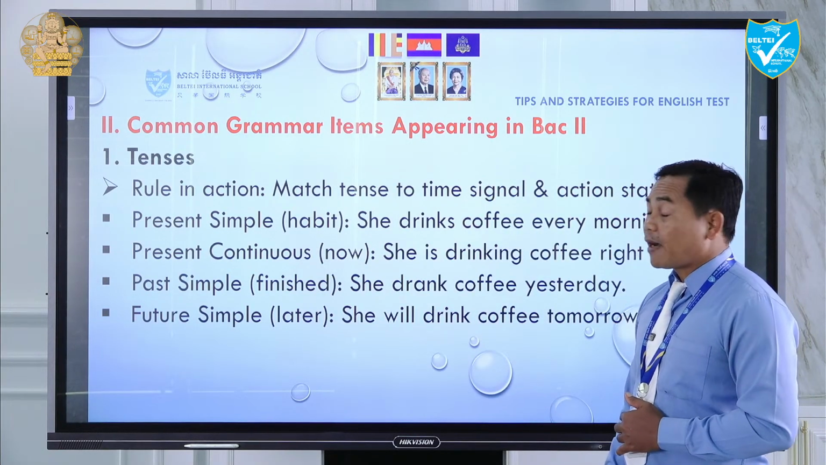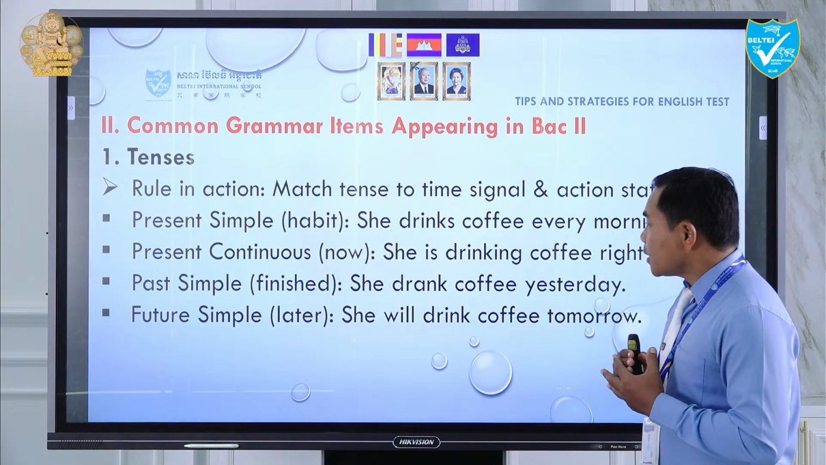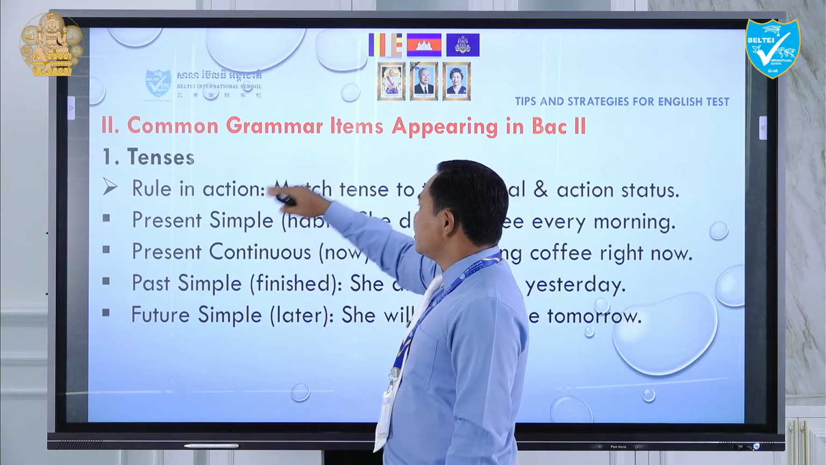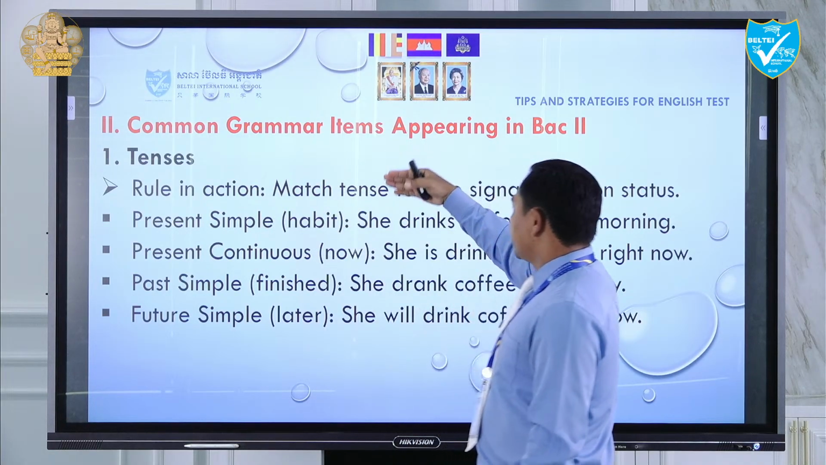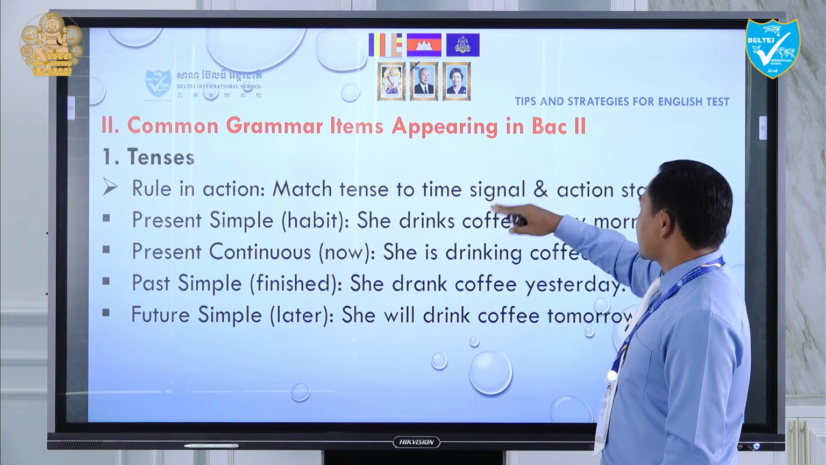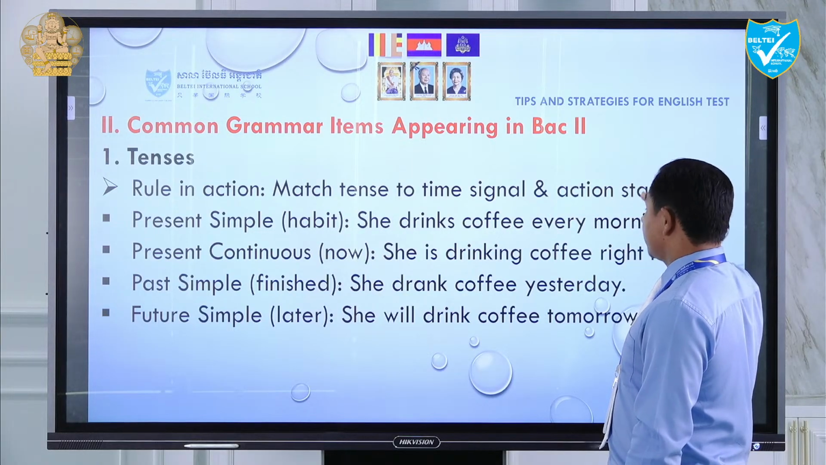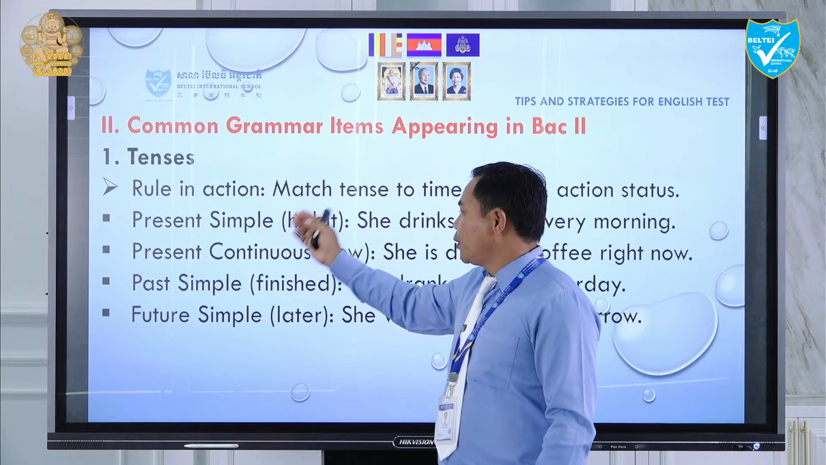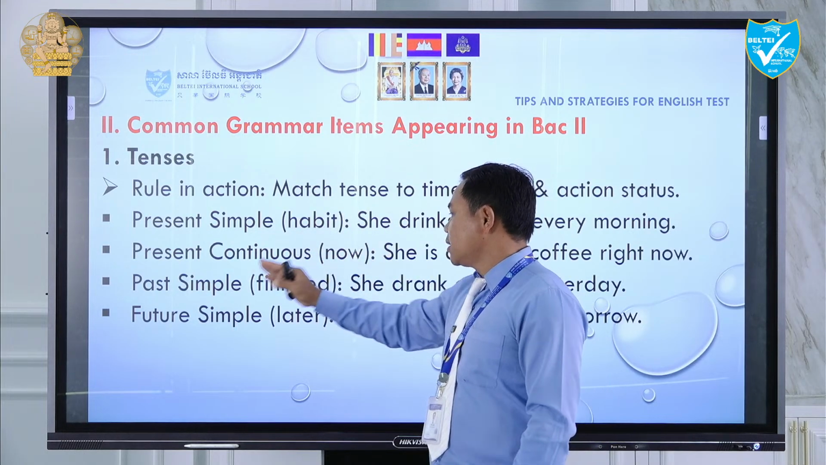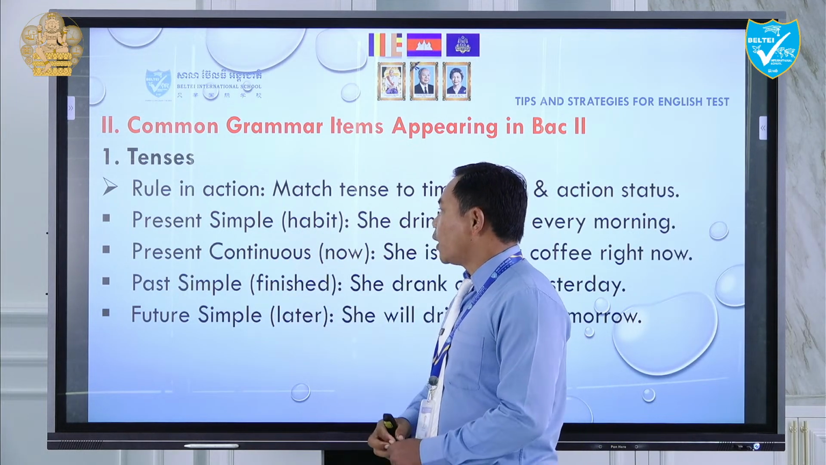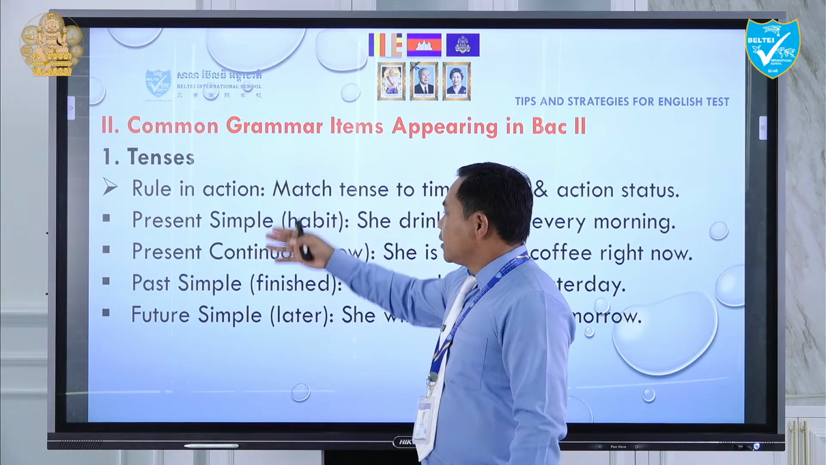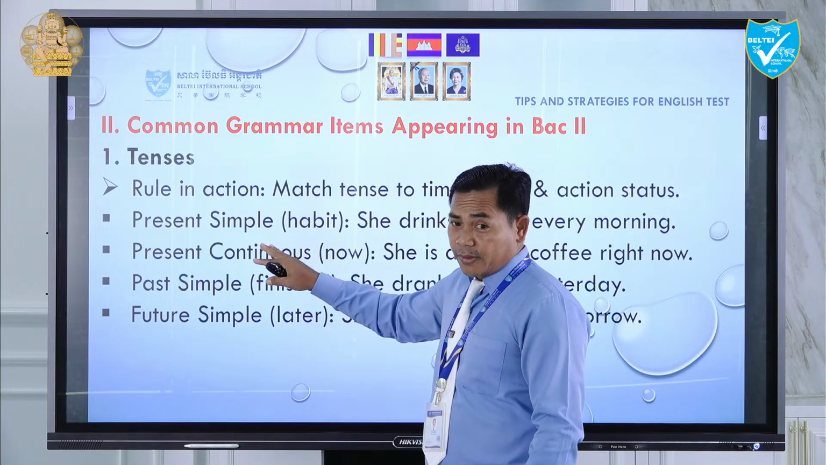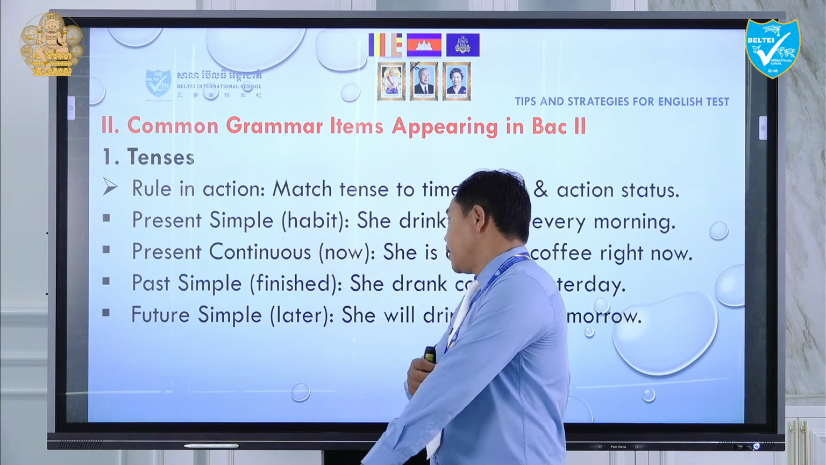First, it is about tenses. The rule in the action is to look at the time signal and the action stage. They can be present simple, present continuous, past simple, or future simple. They are called common grammar items appearing in the exam.